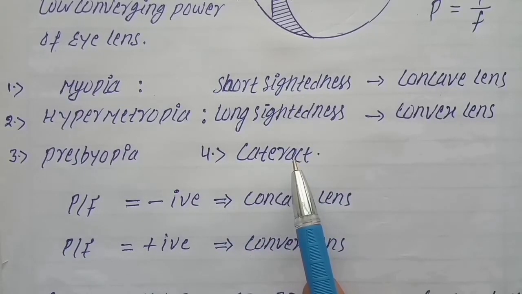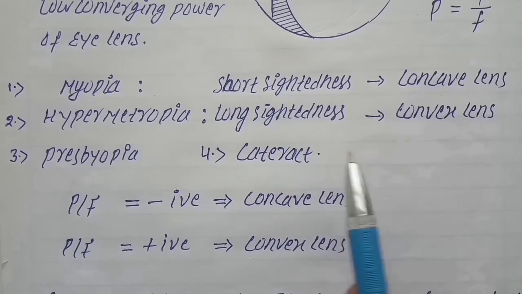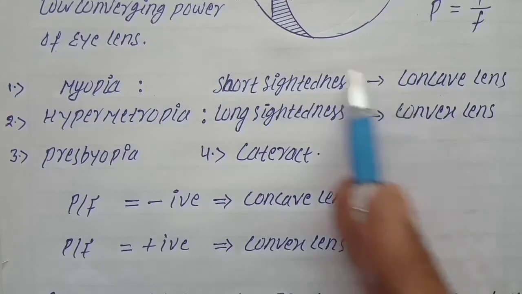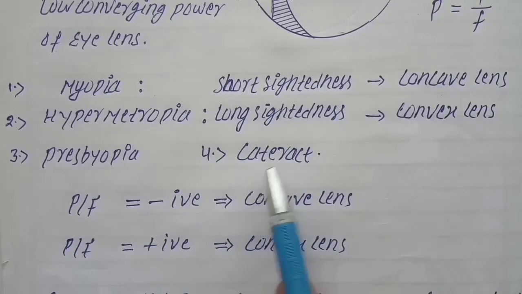In this defect, the eye lens or simply the eyeball becomes cloudy or milky. This defect can be corrected only by surgery. So these were the defects of vision. So let me go ahead.